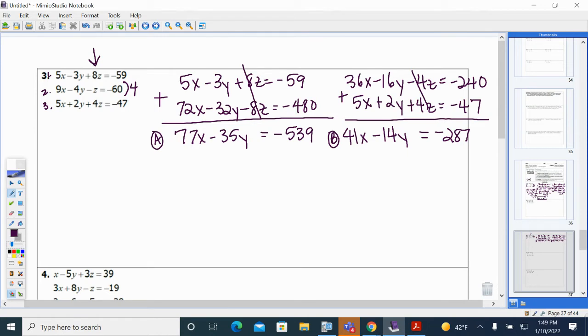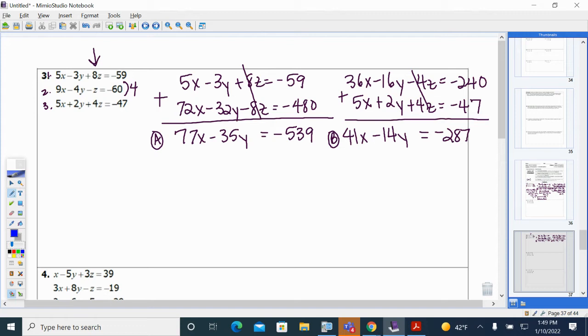So 35 and 14 have a 7 in common. There's a common factor of 7. So I'm thinking I can get away with multiplying by something smaller than 14 and 35. Because, okay, if I take 35 times 2, I get 70. Does 14 go into 70? Yes, it goes 5 times. So I'm working towards a 70y.